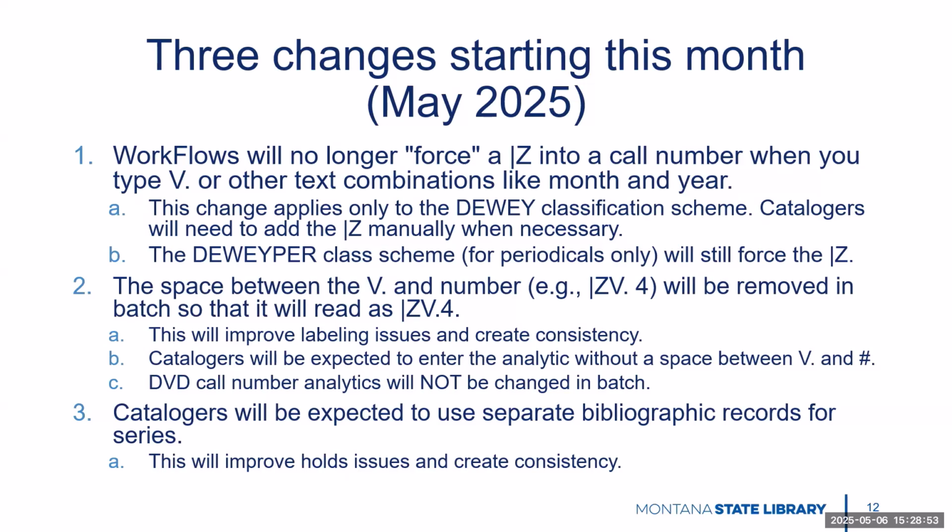Finally, catalogers will be expected to use separate bibliographic records for series. So generally, if you have an item in a series, you're going to want to attach to an individual title record for that, and we'll get into that more. That's definitely been something that's been a question for us for many years, and we've finally come down on the side of the argument that we want separate bib records for those.